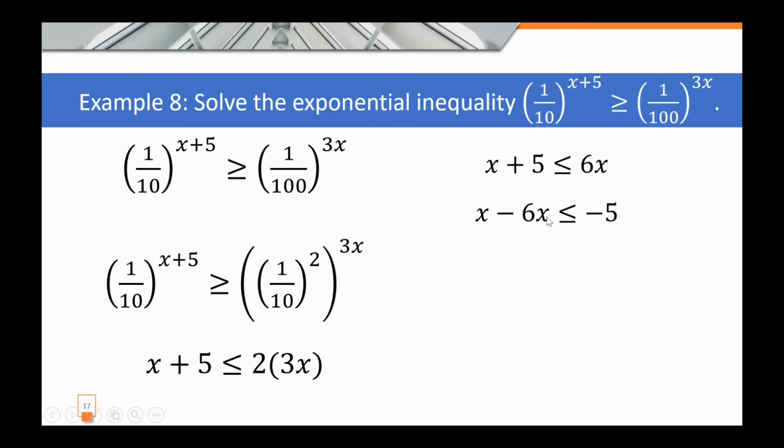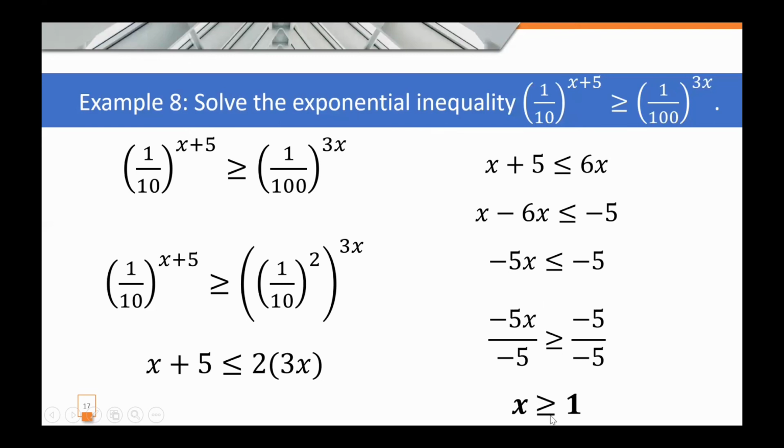That is x minus 6x less than or equal to negative 5. X minus 6x is negative 5x less than or equal to negative 5. So here, for you to get the value of x, you have to divide both sides by negative 5. So another condition is that kapag ang i-divide mo both sides sa exponential inequality ay negative number, you have to change again the inequality symbol. So from less than or equal to, kapag nag-divide ka ng negative 5 both sides, magiging na siyang greater than or equal to.